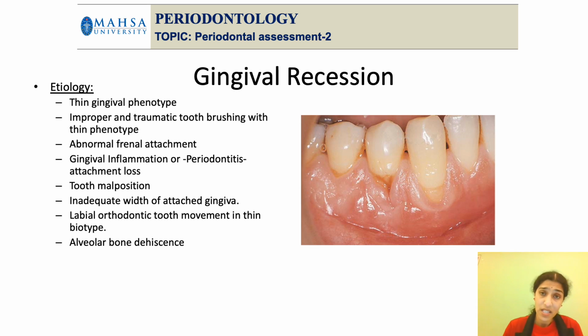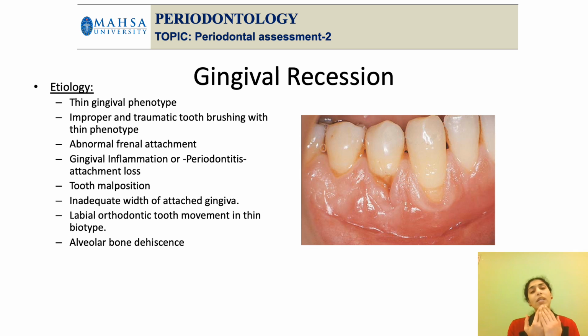So if there is a thin gingival phenotype and the patient has a traumatic toothbrushing habit, or if any labial orthodontic movement has been done, or if there is an abnormal frenal pull, or even a tooth malposition that has led to dehiscence or fenestration of the alveolar bone and thereby a thin phenotype, all these factors can lead to gingival recession. I mean to say, for example, if there is a tooth malposition where the tooth is very labially placed, imagine one tooth is labially malpositioned. Once the root is labially malpositioned, then what happens?